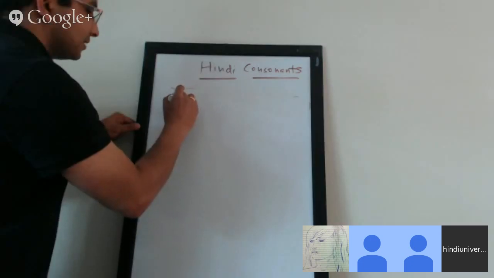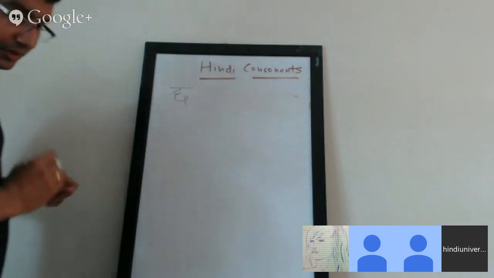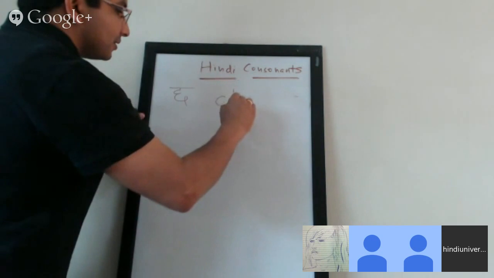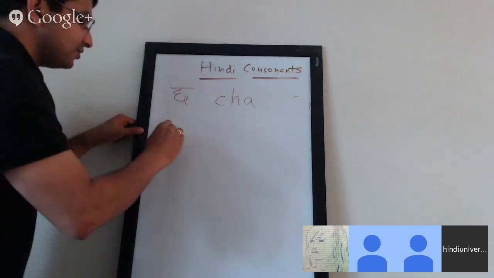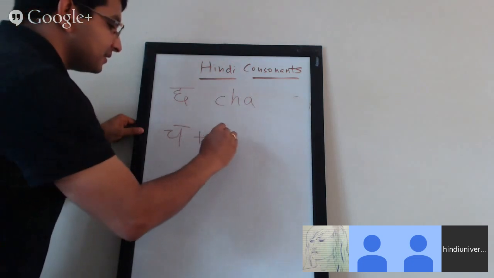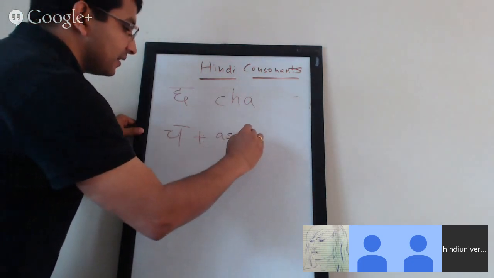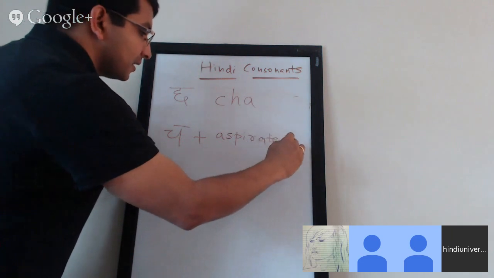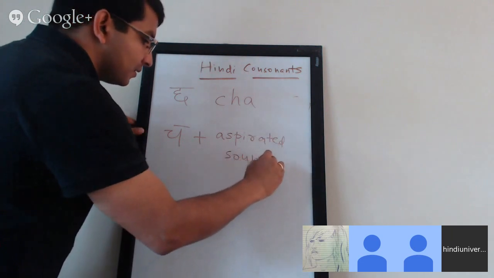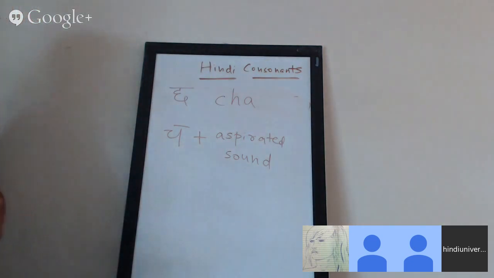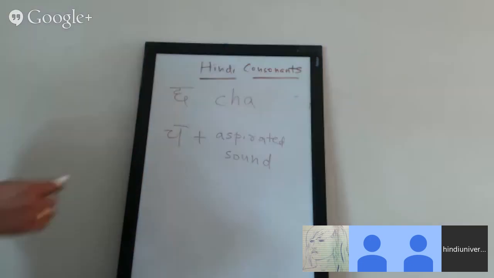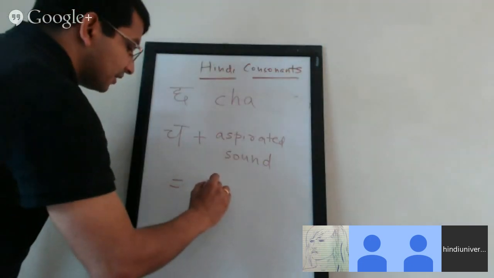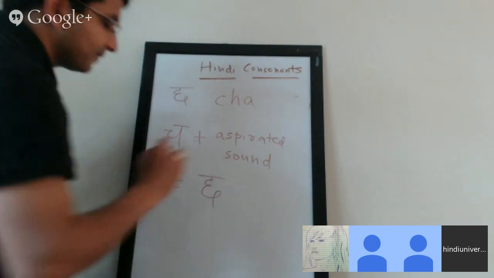So this is ch. Okay, ch. As I mentioned, it's basically ch plus an aspirated sound. So say cheer with your hand on your mouth, so that a lot of air is coming out when you're saying it, and that will help you get the sound ch. Okay.